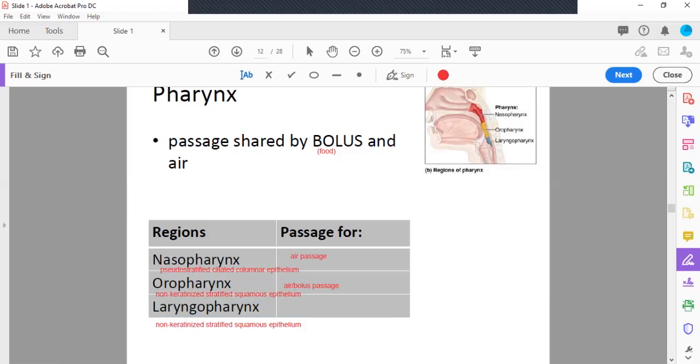Now, what does the laryngopharynx serve as? It's also an air and bolus passage.